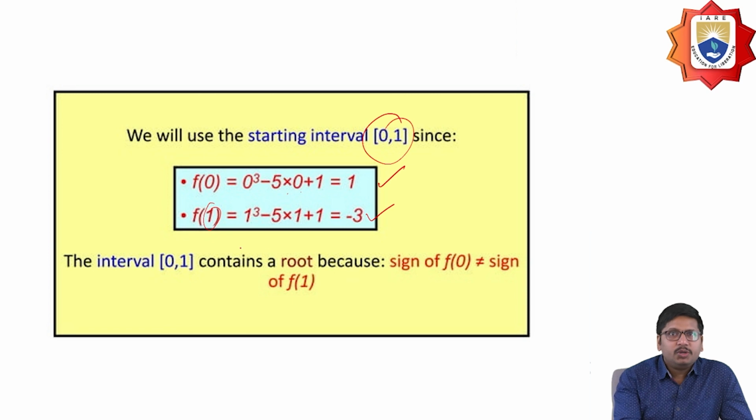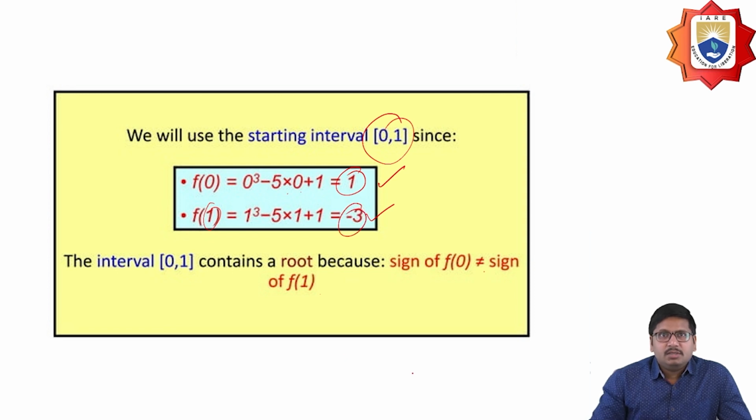So the interval is going to contain the root because the sign of f of 0 is not equal to the sign of f of 1. Here the sign is plus and here the sign is minus. So normally the interval should lie between 0 and 1, but here the sign is different.